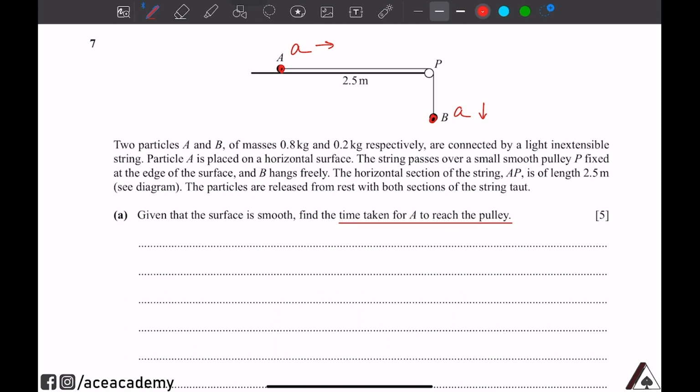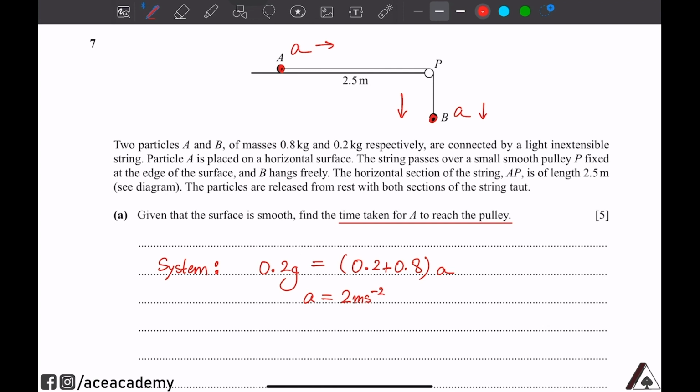So if we think about the entire system and we resolve all the forces, you will see that the system is being pulled in this direction by a force of 0.2g because of the weight of B. So if downwards is the positive direction, we have 0.2g, and that is equal to mass times acceleration. And the mass of the entire system is the mass of A plus mass of B, so 0.2 plus 0.8 kilograms, times acceleration. From here we get acceleration equals 2 meters per second squared.